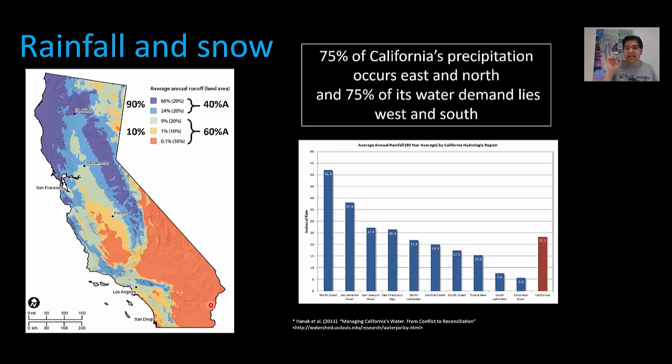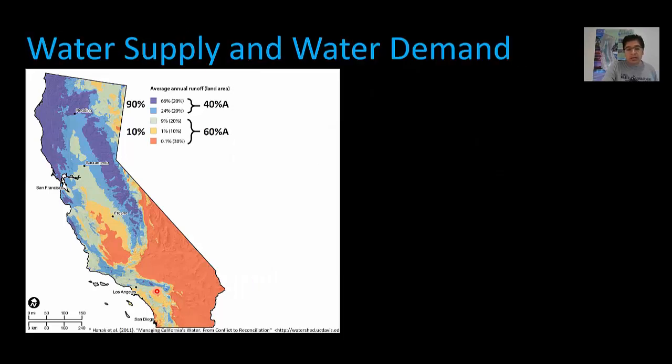So again, 75% of the precipitation occurs mostly in the east and north, and most of the water demands are either south or throughout the coast. Actually, so again, it depends.